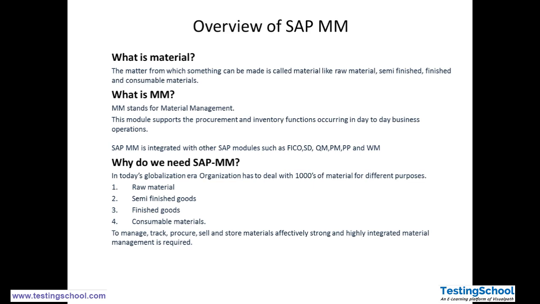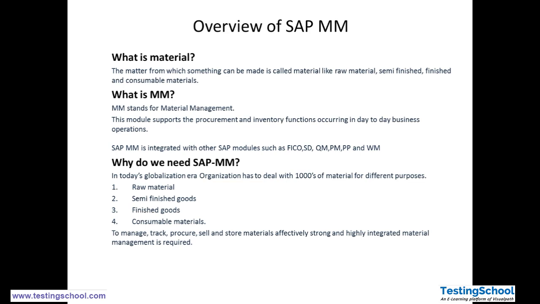MM is integrated with other modules like FICO. Suppose we want to purchase something from the market, we need to pay for it, then finance will come into the picture. Then QM, quality management, and SD, sales and distribution. In QM, whatever things we receive, we should check the quality of that product, and we should set a standard benchmark that I need this kind of quality. After receiving the material we'll check against the benchmark whether we have received the same quality of goods, superior quality, or sub-quality product.